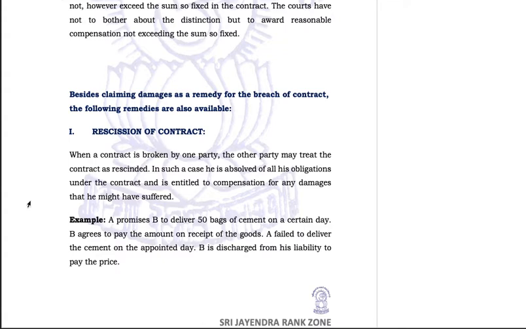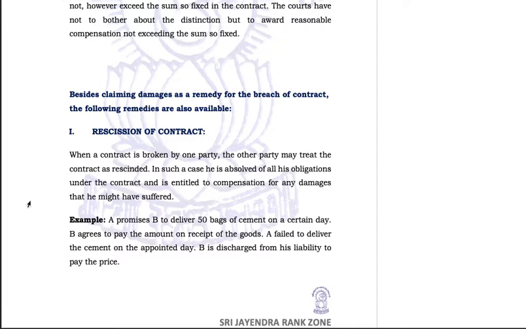Besides claiming damages as a remedy for breach of contract, the following remedies are also available. Rescission of a contract. Rescission means withdrawing from a contract, refusing to perform. If the other party has refused to perform his part of the contract, you are also at liberty not to perform your part of the contract. I enter into a contract of sale with the seller for selling a mobile phone for rupees 1 lakh. Now he does not deliver me the mobile phone. I do not pay him. That's it. When a contract is broken by one party, the other party may treat the contract as rescinded.